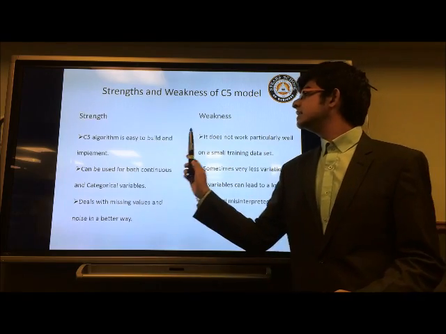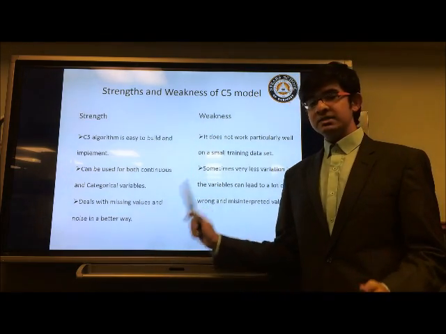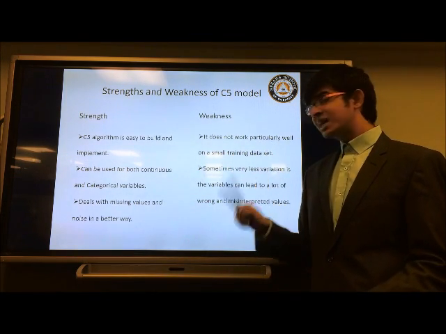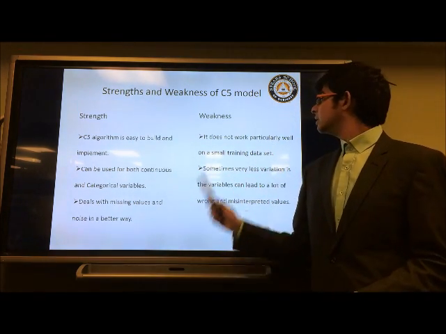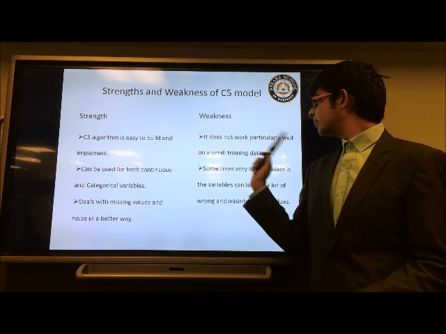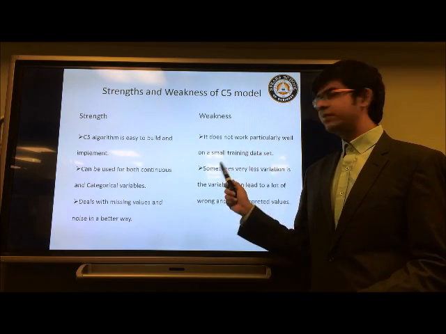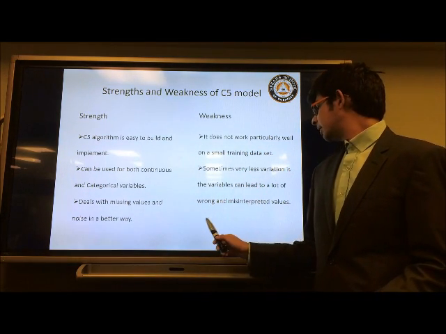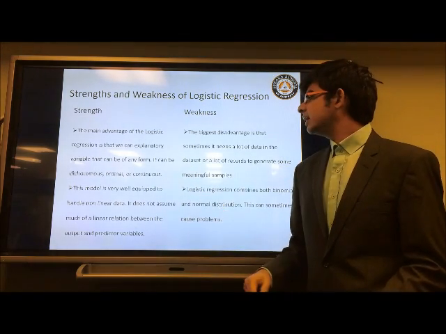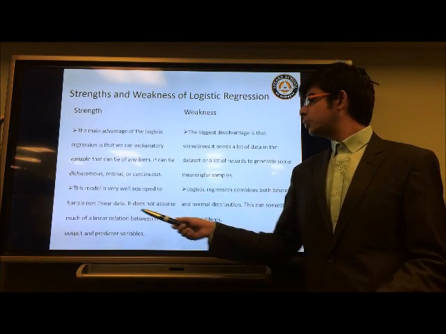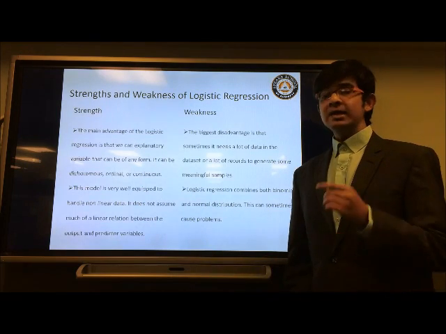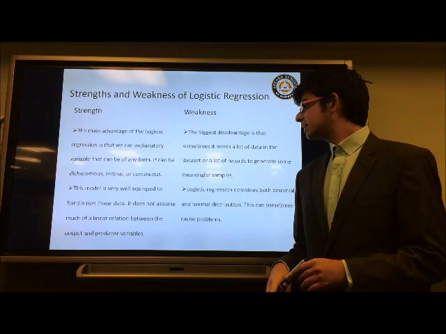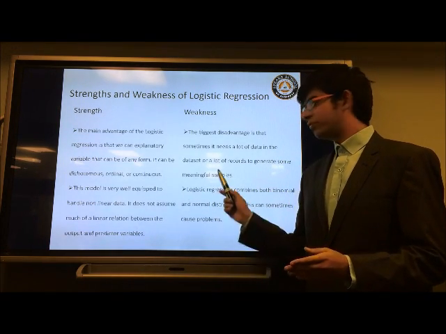The C5 model is easy to build and implement. It deals with the missing values very well. But the disadvantage here is that the model doesn't fit the data when the training data set is very small, and it shows very good implementation. The logistic regression is very well equipped to handle nonlinear effects, and the biggest disadvantage here again is that sometimes it needs a large amount of data to give proper prediction of a target variable.